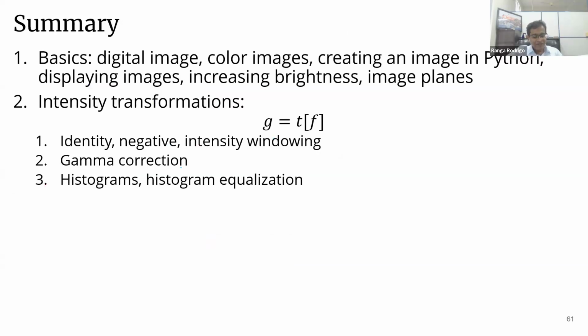So if you summarize what we have been doing up to now: basics, we looked at digital images, color images, creating an image in Python, displaying images, increasing brightness and image planes. And we looked at intensity transformations. Those intensity transformations are simply represented by a T. This is the input image, this is the output image. So identity, negative, intensity windowing we looked at, and gamma correction we looked at, and histograms and histogram equalizations we looked at. I hope that these things are clear for you.